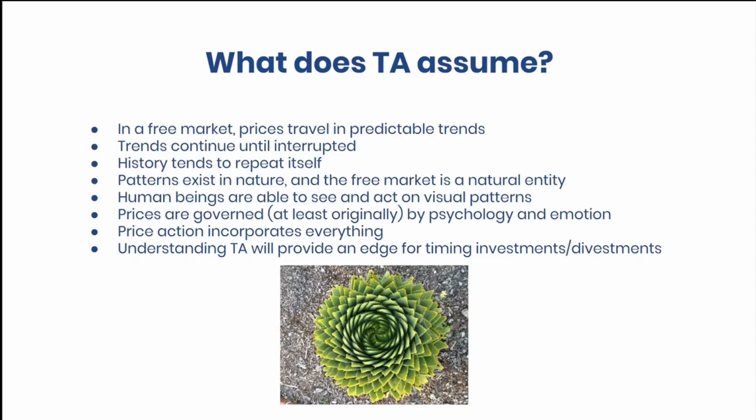In order to get the job done, technical analysis makes quite a few assumptions. One of those is that in a free market, prices are going to travel in predictable trends. Just like a river flowing to the ocean, we know that a river in place or a trend in place should continue until there's reasons for it to change course. And that is why the second assumption is that trends are going to continue until they're interrupted.